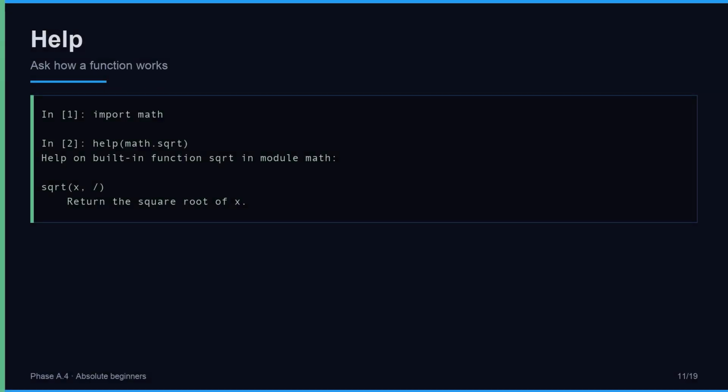Help of math.sqrt prints a short description of what sqrt does and what it takes. It says, return the square root of x. Help is the built-in documentation for every function. When dir shows you a name you do not recognize, help tells you what it does. Press Q to exit help and return to your shell.